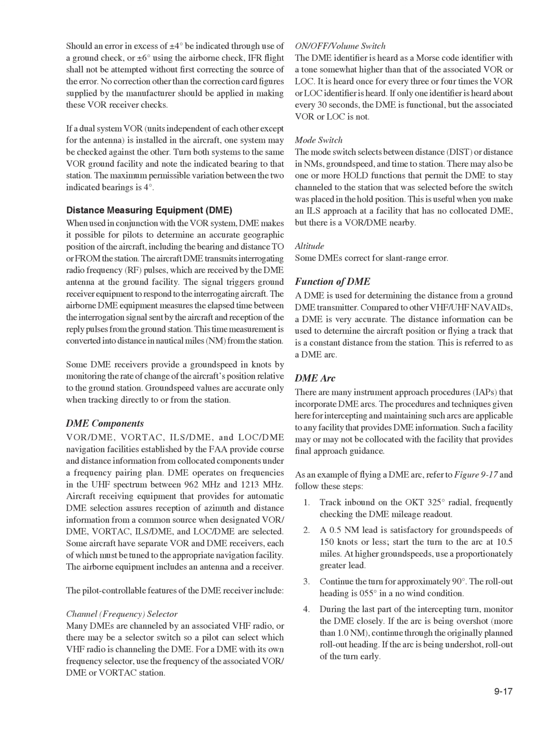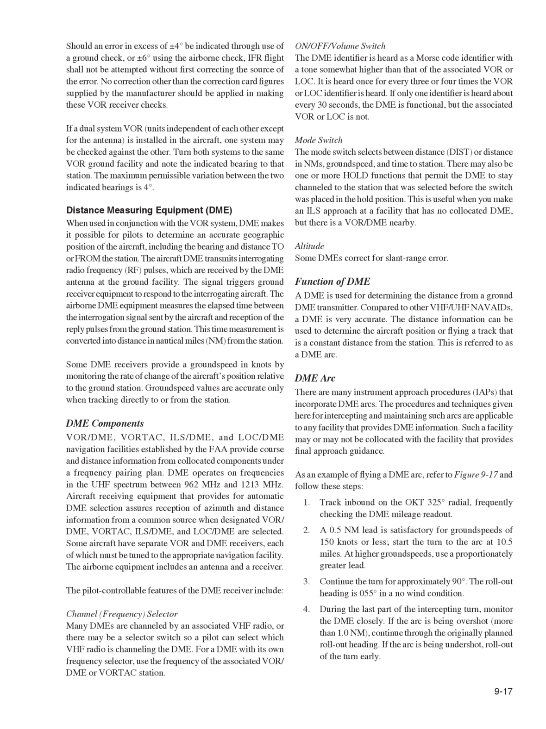Function of DME. A DME is used for determining the distance from a ground DME transmitter. Compared to other VHF/UHF navaids, a DME is very accurate. The distance information can be used to determine the aircraft position or flying a track that is a constant distance from the station. This is referred to as a DME arc.